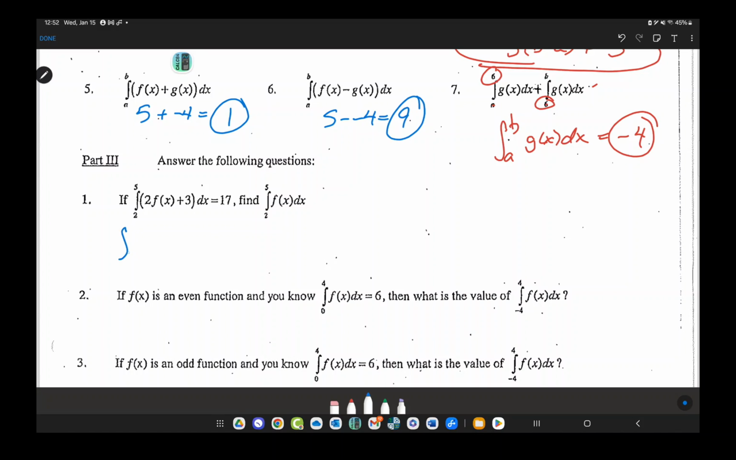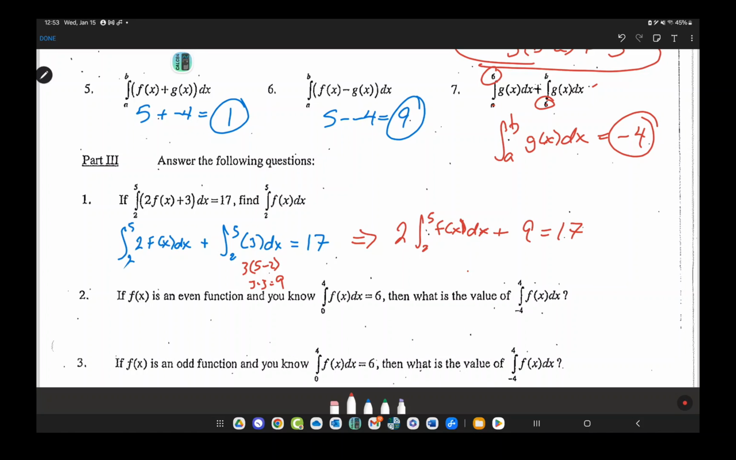We can write this as the integral from 2 to 5 of 2f of x dx plus the integral from 2 to 5 of 3 dx equals 17. We can write this then as 2 times the integral from 2 to 5 of f of x dx plus, well, what is the integral from 2 to 5 of 3? This is 3 times 5 minus 2, so 3 times 3 is 9.